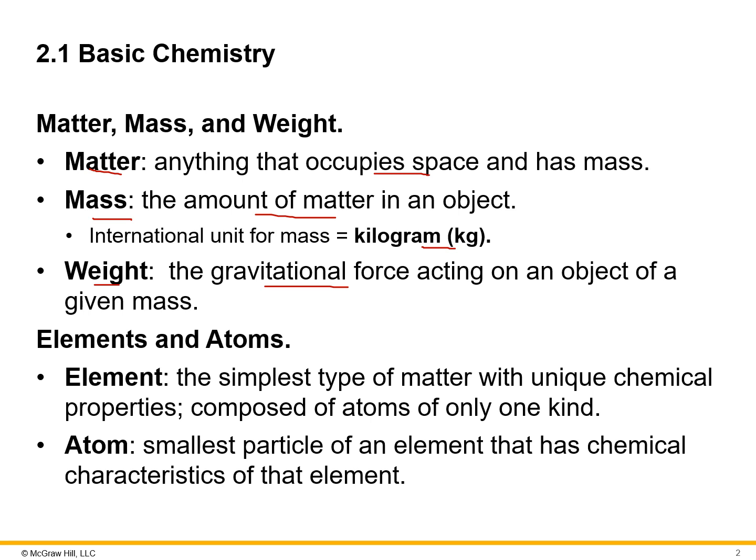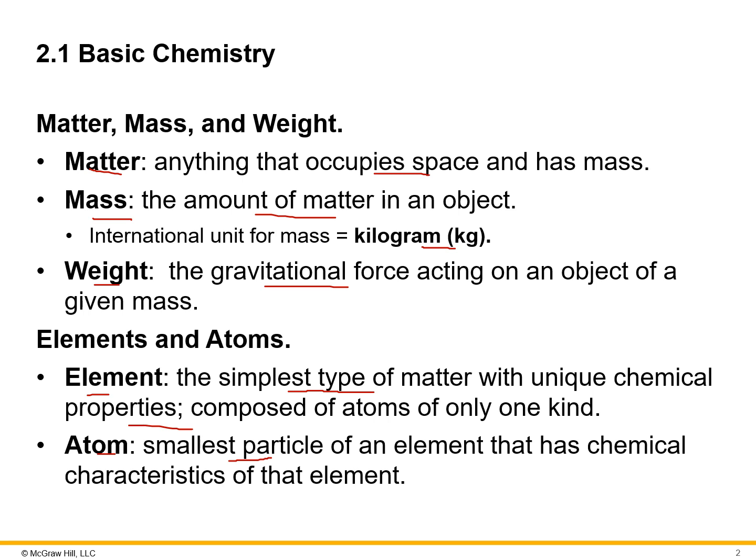And then talking about the matter and what makes up an object, we talk about elements and atoms. We'll start with atoms. They're the smallest particle of an element that actually has some chemical characteristics. And then elements are the simplest type of matter that has unique chemical properties. So a good example of the difference between an atom and an element: an atom, as we'll see here in a minute, has a nucleus with protons and neutrons and then electrons around it. But a lot of times they exist as an element.